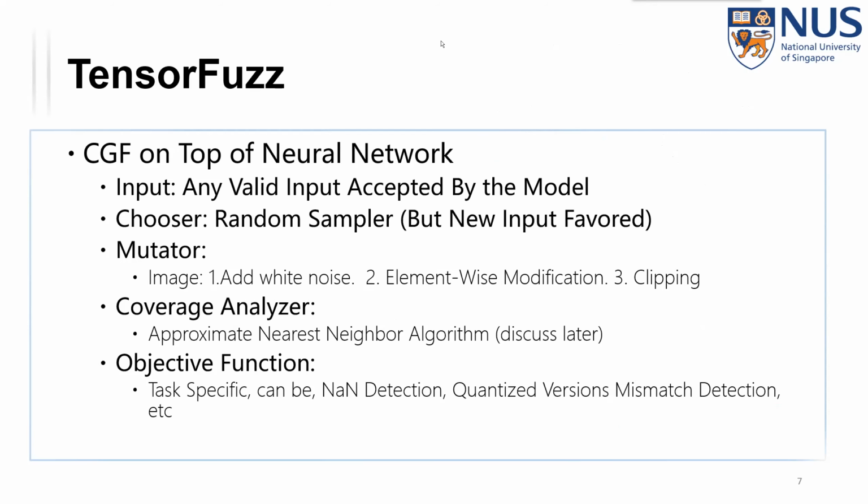Okay, so let me continue. Next, I will go to the most important part that is different from the traditional one, the coverage analyzer. For normal software, there will be a lot of if or switch branches to see if the input is good or not, that is, if the input has explored much of the input space. But for neural networks, we cannot use such branches. So how can we do this? It will use an approximate nearest neighbor algorithm, so I will introduce it.